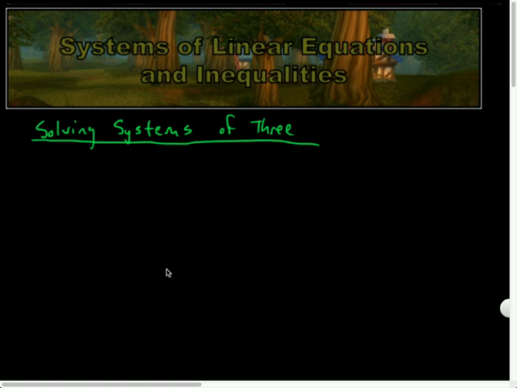A 2-variable equation represents what in 2 dimensions? 2-variable equation, right? You get the coordinate plane. What would that represent? Graph? A graph of what? A line, right? So a typical 2-variable equation represents a line.